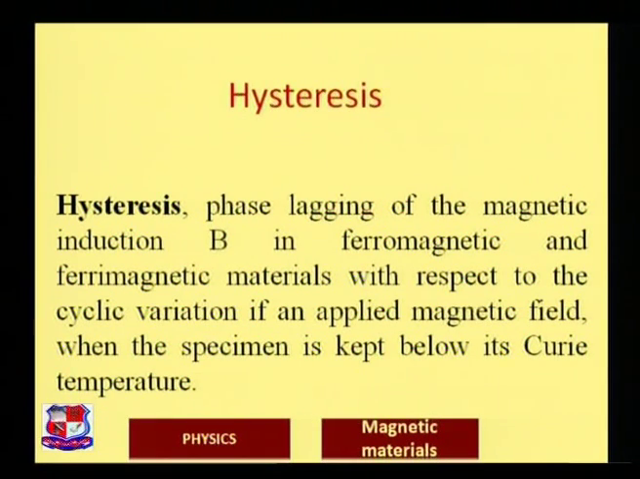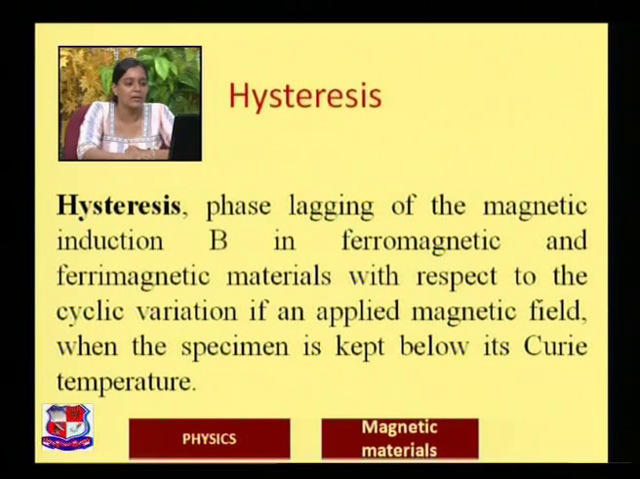So what is hysteresis? When you hear the word hysteresis, it will remind you of the word history. You can see the effect of history in this. Hysteresis is the phase lagging of magnetic induction B in ferromagnetic and ferrimagnetic materials with respect to the cyclic variation of the externally applied magnetic field. So basically this is the effect due to the externally applied magnetic field.